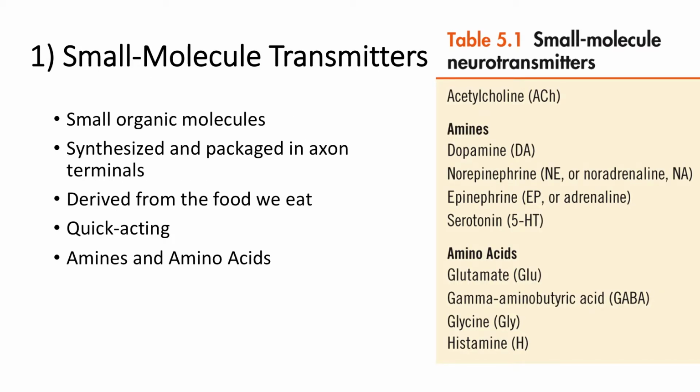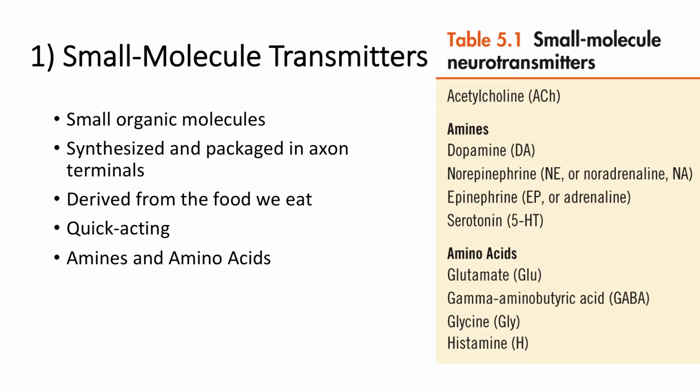So the first group are quick-acting small molecule transmitters, and an example of that is acetylcholine. Typically they're created from food or your dietary nutrients, and they are packaged for use in your axon terminals. Whenever a small molecule transmitter is released from an axon, it can quickly be replaced at the presynaptic membrane. Because they're stored by the axon terminal, this is why they work very quickly.